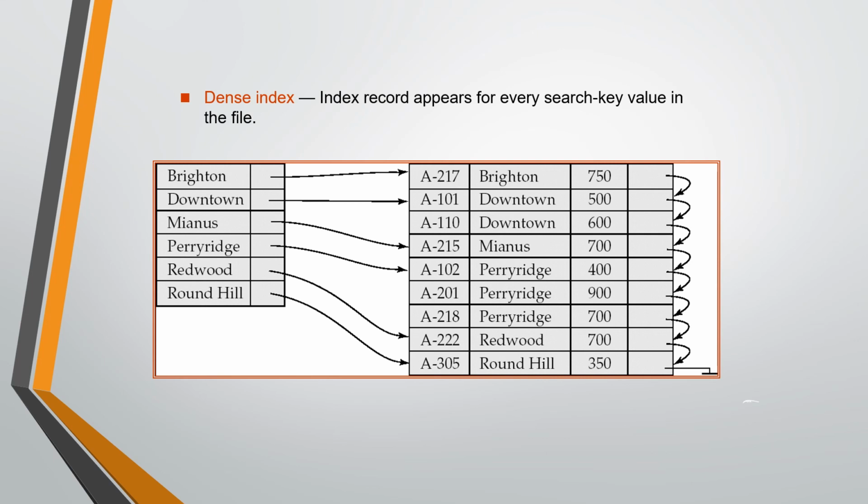Here we can see that an index record appears for every search key value in the file. In a dense clustering index, the index record contains the search key value and a pointer to the first data record with that search key value. The rest of the records with the same search key value would be sorted sequentially after the first record. Because the index is a clustering one, the records are sorted on the same search key. In a dense non-clustering index, the index must store a list of pointers to all records with the same search key value.